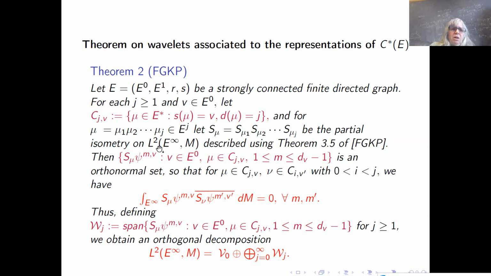Because basically the span of the cylinder sets is dense here, and you can get any cylinder set by taking a linear combination of finitely many of these. So that's how you get this density.